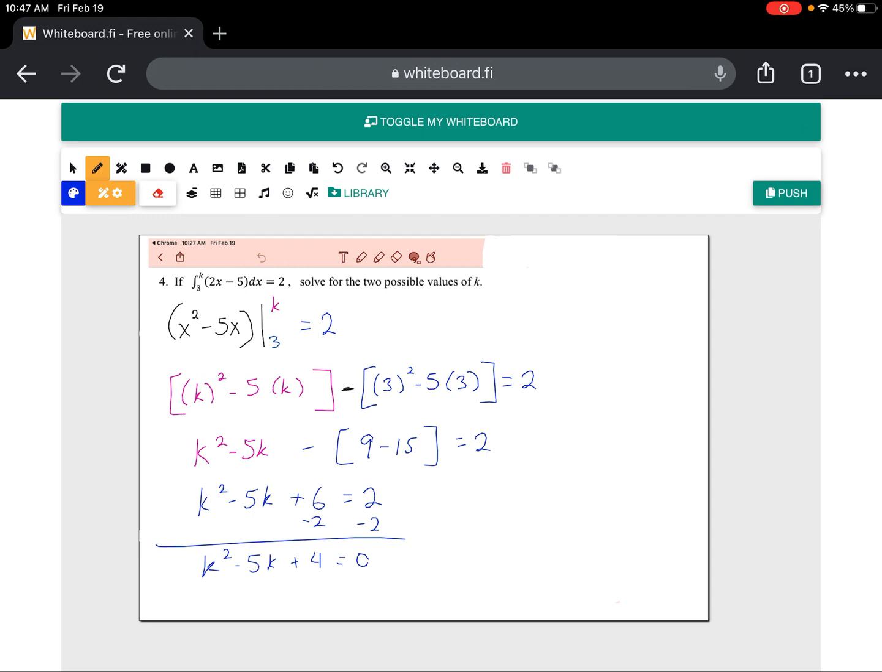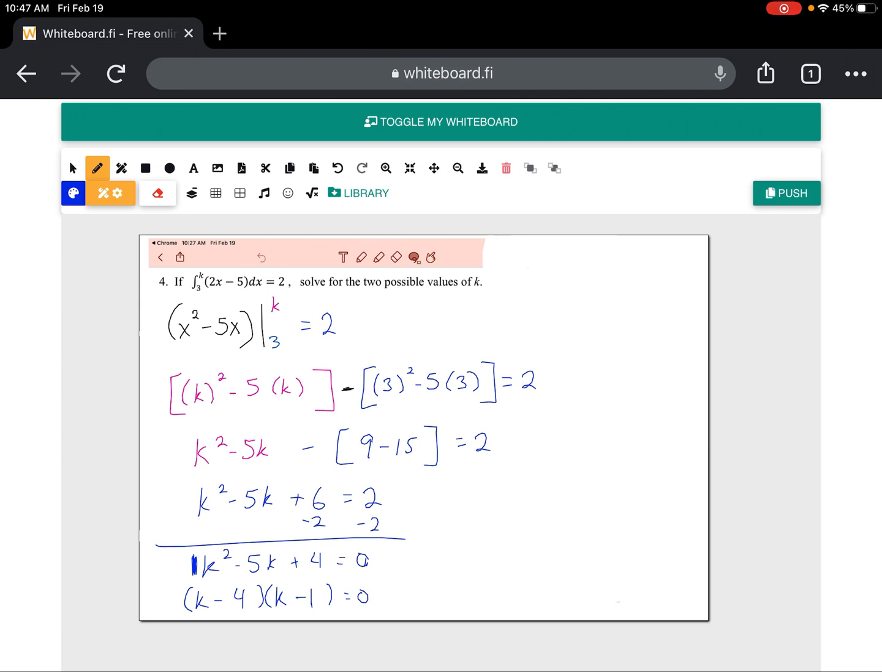Now what? Factor, yeah. This is shortcut factoring because a is 1. So it's going to be k and k. Looks like a minus 4 and a minus 1.